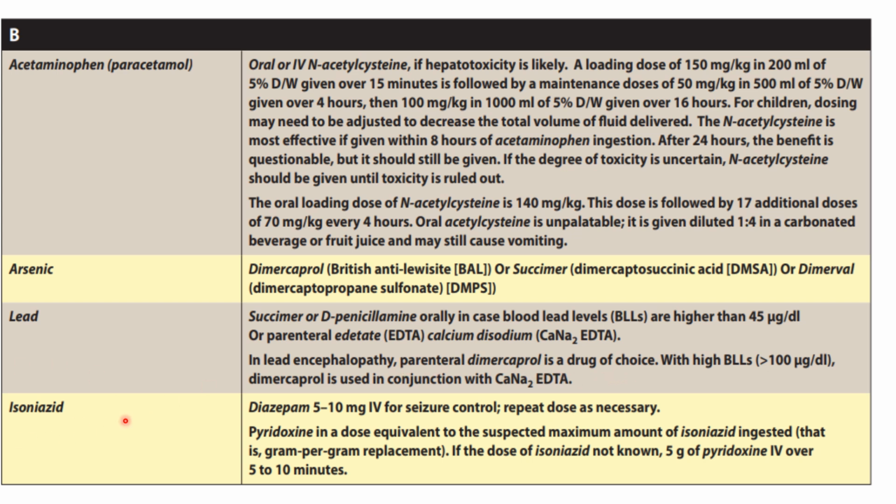Then in case of isoniazid, we know this isoniazid is an anti-tubercular drug. So in case of isoniazid toxicity, diazepam can be used for seizure control. Then pyridoxine. Pyridoxine is vitamin B6 in a dose equivalent to the suspected maximum amount of isoniazid ingested. So in case of isoniazid toxicity, the pyridoxine helps to reverse the isoniazid induced seizures. It is given in gram doses equivalent to the amount of isoniazid ingested.